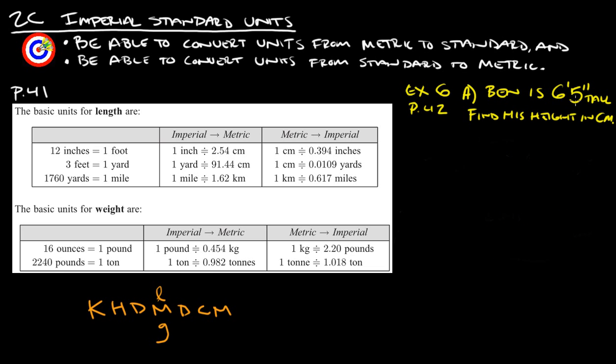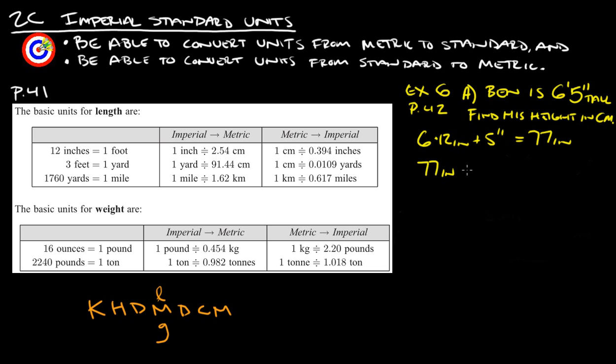First thing, we have feet and inches here, so let's convert everything either into feet or everything into inches. It's probably a little easier to convert into inches, so I'm going to do that. We've got 6 feet, and every foot has 12 inches. So let's do 6 times 12 plus our other 5 inches, which gives us that he is 77 inches tall.